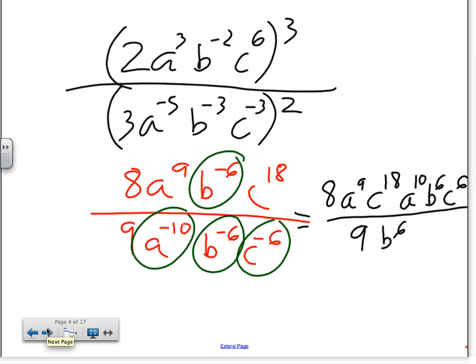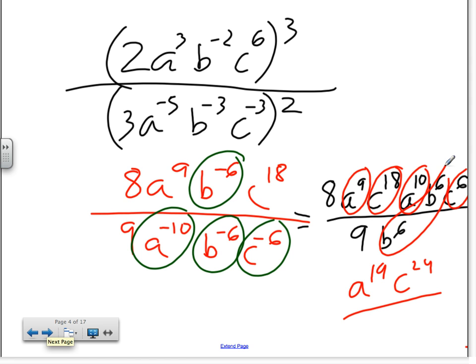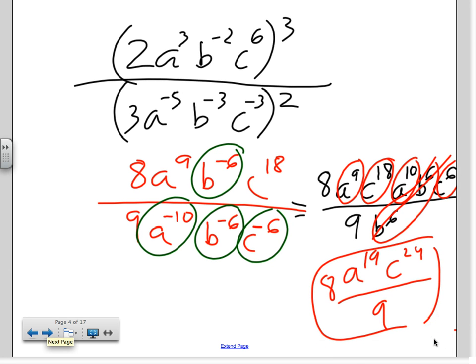All right, let's clean something up. What can we clean up on the top here? The A, so we have A9 and A10, which will make it what? A19. And what about the C? C18 and C6? C24. But then the B, now B6 over B6? Yeah, cancel out, we don't care about that. And the 8 over 9. Look at that. Extremely complex at first, but hey, that's how we solve this kind of thing, or simplify.